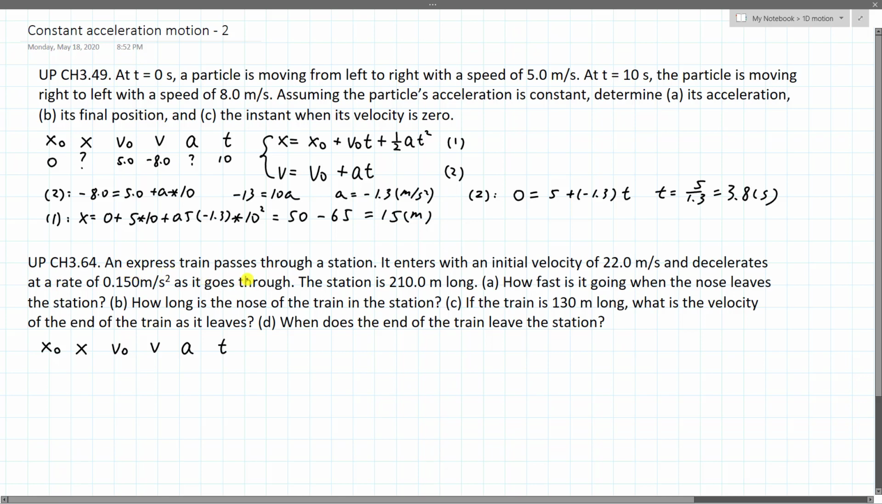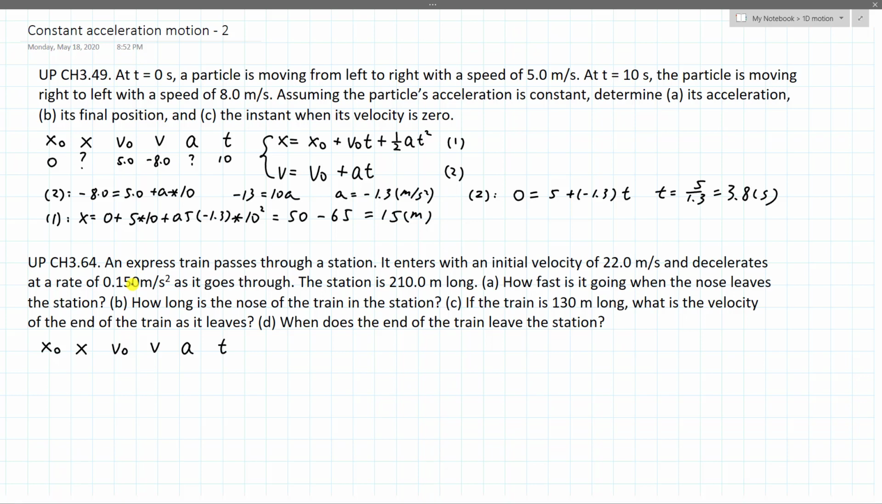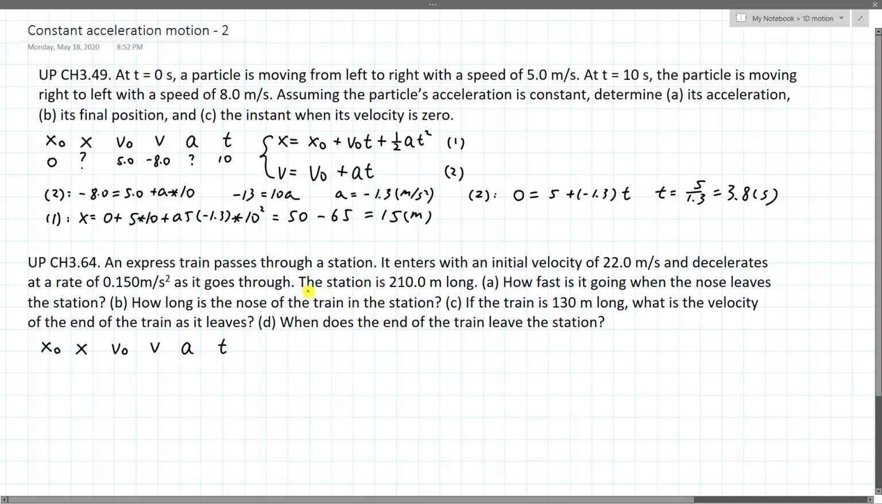So we have an express train. It passes through a station. Basically, the express train does not stop at the station, it just passes through it. It enters with an initial velocity of 22 meters per second, and it decelerates at a rate of 0.15 meters per second squared. This means it has a negative acceleration. The reason is probably safety. It doesn't want to just run through the station at full speed. It wants to slow down as it approaches, although it's not stopping at the station. Alright, so that should be negative. And then the station is 220.0 meters long. We have several questions. A, how fast is it going when the nose leaves the station?